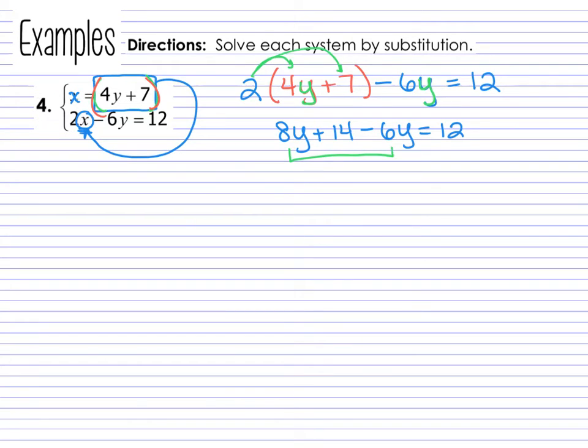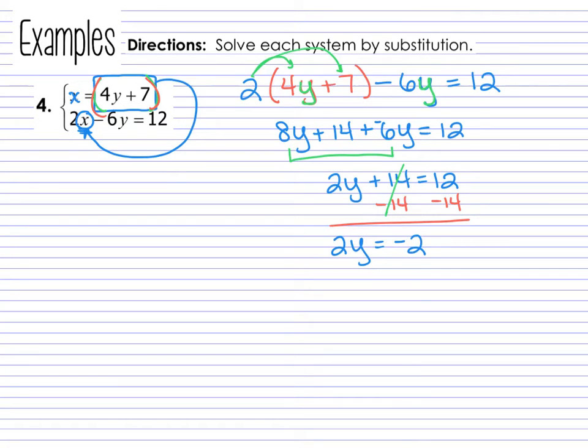So the like terms on the left are the 8y and the minus 6y. We're going to subtract those because this is plus a negative 6y. So 8 minus 6 gives me 2. 2y plus 14 equals 12. Okay, now I'm still trying to get y by itself. So this time I'm going to subtract 14 from both sides. When I do that, that cancels with this on the left. So I have 2y equals negative 2.